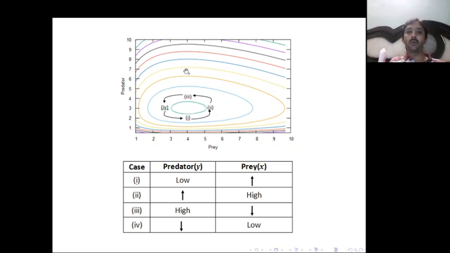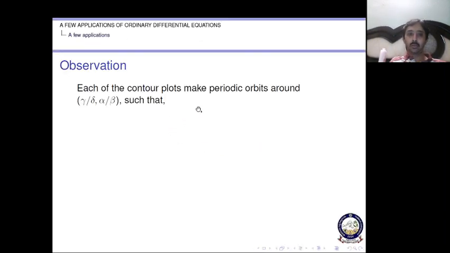The center of all these is going to be this equilibrium position, which is already discussed as gamma by delta, comma alpha by beta. Right? So this is how the populations of the rabbits and foxes keep changing for any time t. Okay, so I'm talking about that itself as observation here.